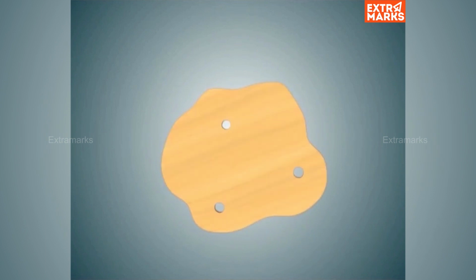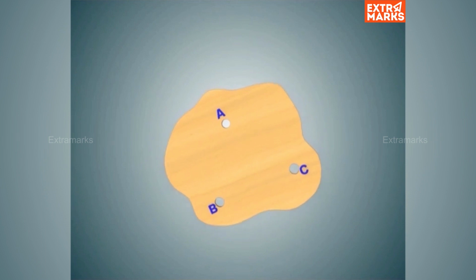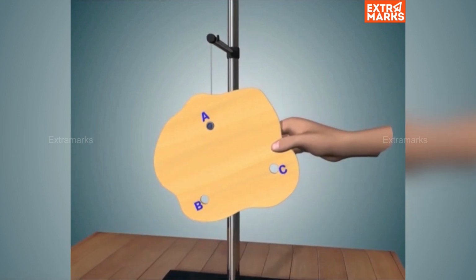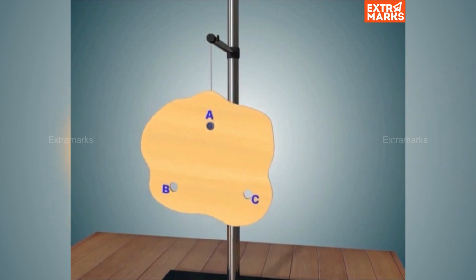There is yet another exact and easy method to determine the center of gravity of an irregular shaped body. Let the lamina be pivoted at 3 different points A, B, and C. Hang the lamina from the point A. Draw the vertical line A'. It passes through the center of gravity.